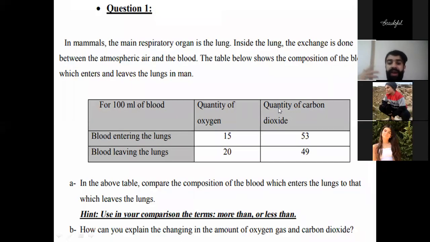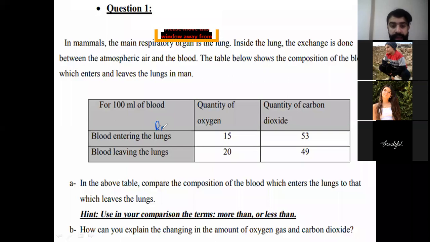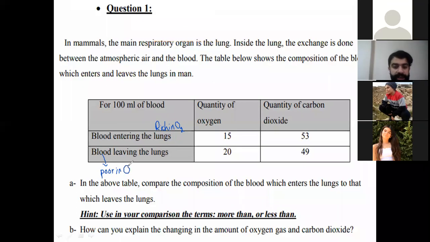So Hassan, if I want to say that we have diffusion here, the process of diffusion. The lungs are rich in oxygen, and the blood is poor in oxygen. Hassan, do you hear me? So the lungs are rich in oxygen and the blood is poor in oxygen. From where to where will the oxygen diffuse? From the lungs to the blood or from the blood to the lungs?